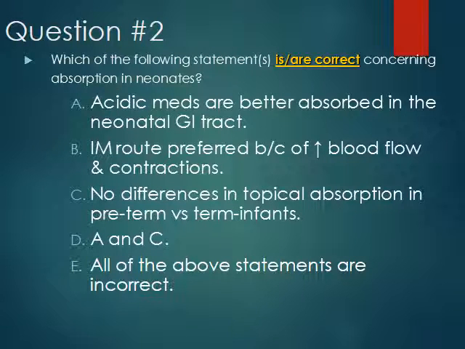So going back to our question: which of the following statements is correct concerning absorption in neonates? Acidic medications are better absorbed in the neonatal GI tract. We know that not to be the case because the pH is generally higher than in a fully developed GI tract, so that would be false. The IM route is preferred because of increased blood flow and contractions. That would be false because they typically have more erratic blood flow, so you're going to have more erratic absorption. And no differences in topical absorption in preterm versus term infants. That would also be incorrect. So all of the above statements would be incorrect in this case.